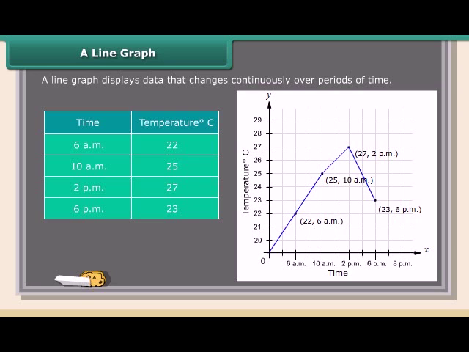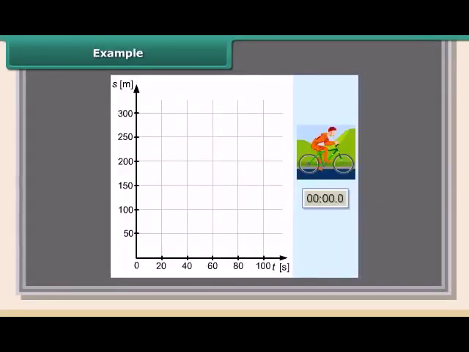From the graph, in between 10 a.m. and 2 p.m., we can find that the temperature increased by 2 degrees Celsius. This is the location-time graph for a cyclist. While plotting the graph, the short moments of time where the cyclist changed his speed were neglected.